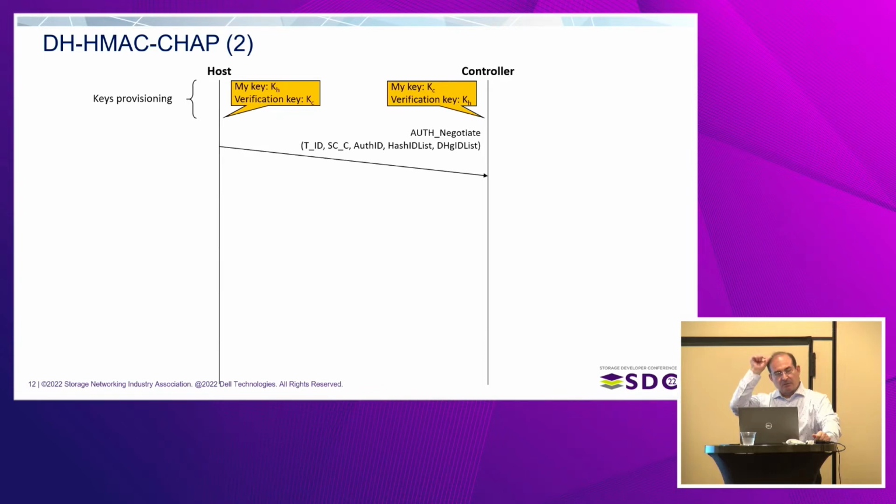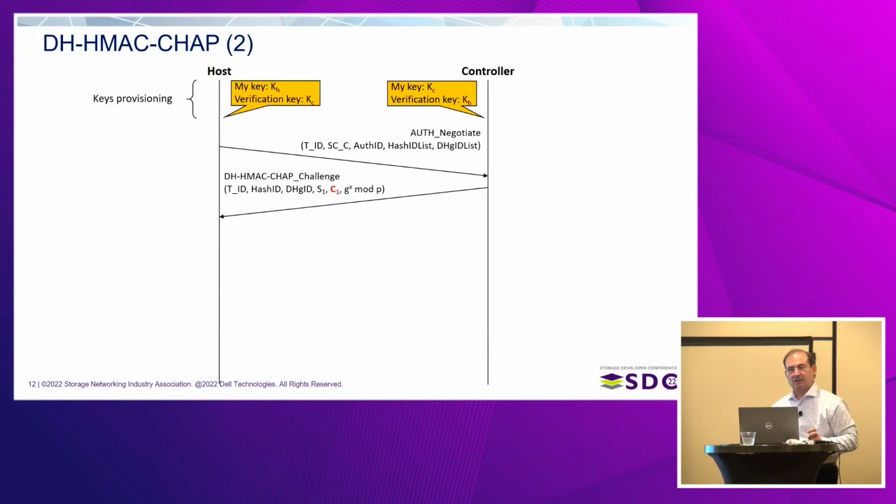The protocol begins with an auth negotiate message. It carries a transaction ID, a flag for the secure channel concatenation, what we said before, to concatenate TLS here, the identifier of the security protocol, the identifier for DH-HMAC-CHAP, a list of hashes that can be used for this authentication transaction, and a list of Diffie-Hellman group IDs that can be used for this authentication transaction. The controller will pick one hash and a Diffie-Hellman group to perform the authentication and send its response message, which is the DH-HMAC-CHAP challenge message.